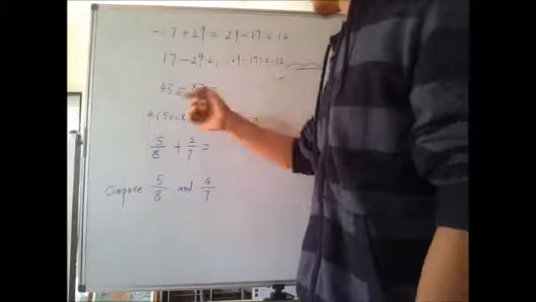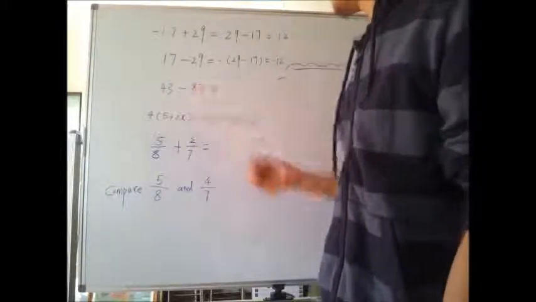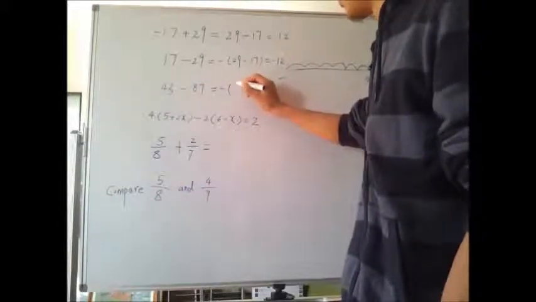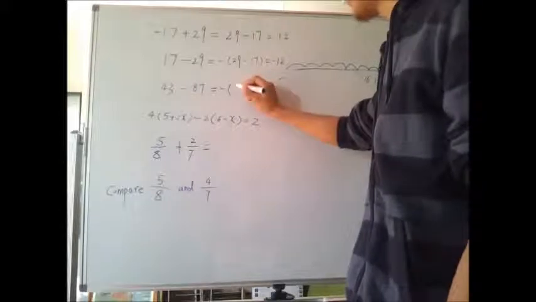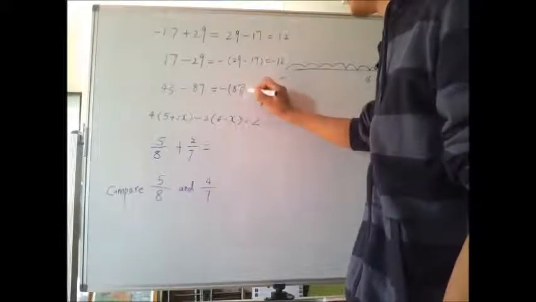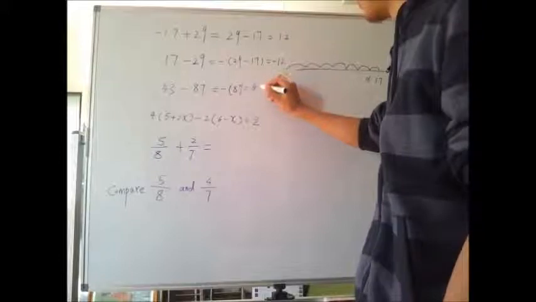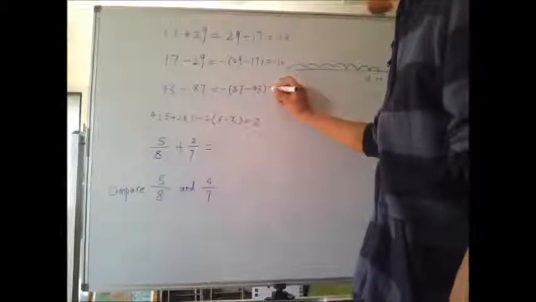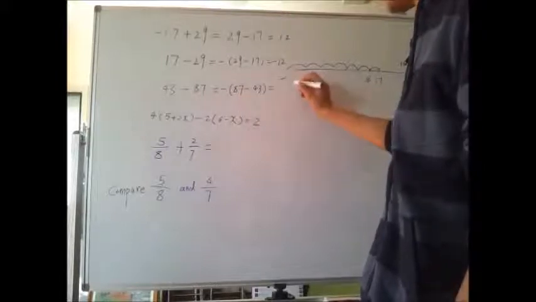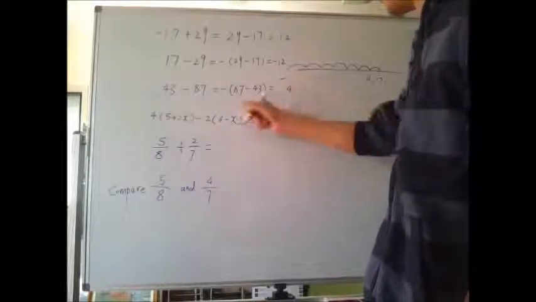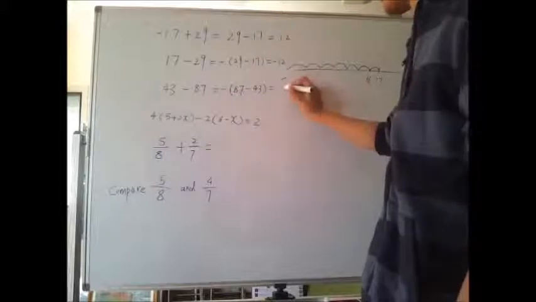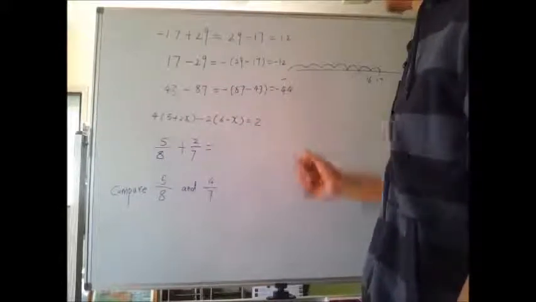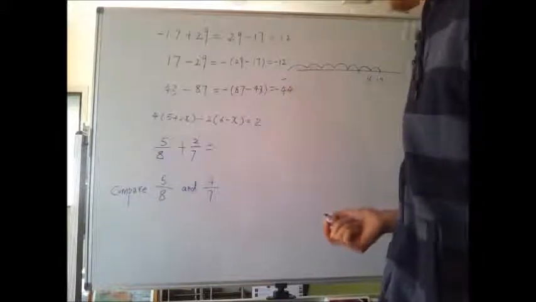Now let's do another exercise. What is 43 take away 87? Now it becomes easy, and we give a negative sign and a bracket: 87 take away 43. What is 87 take away 43? 7 take away 3 gives us 4. 8 take away 4 gives us another 4. And the negative sign, we copy it. So the answer is negative 44.